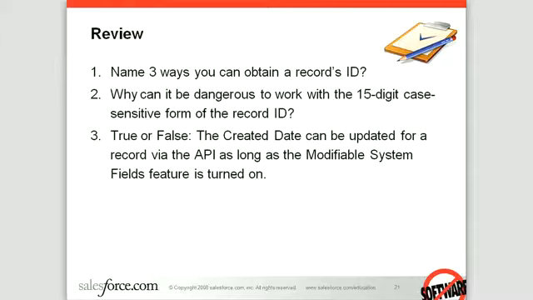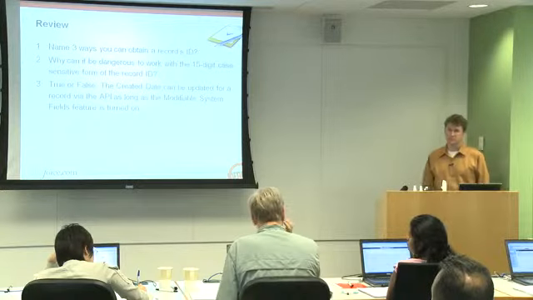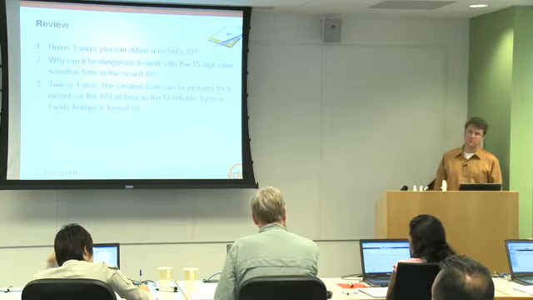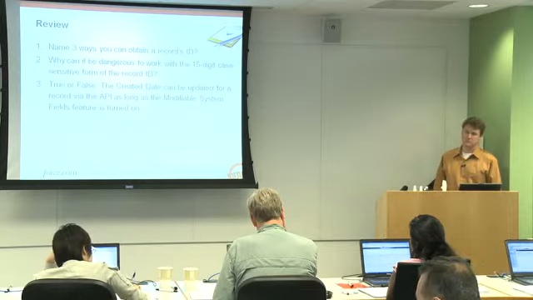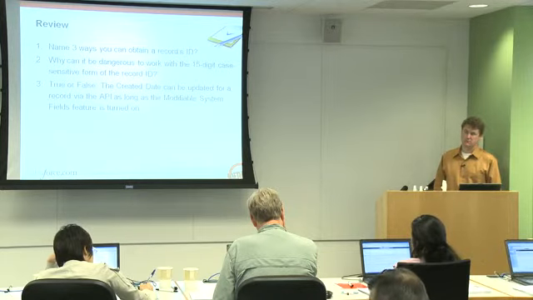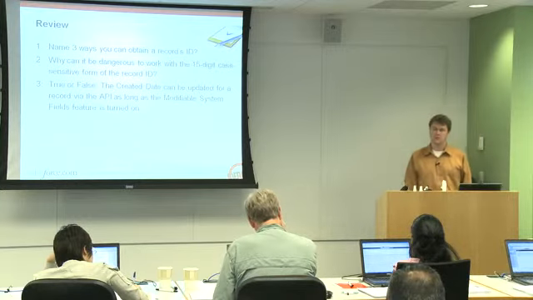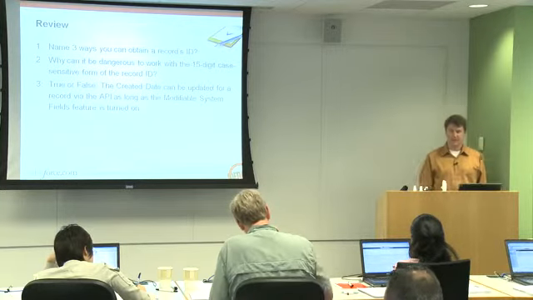Why can it be dangerous to work with a 15-digit case-sensitive form of the record ID? What is the possible issue that we'd run into, Mauricio? That the legacy system could perform an upcase on a letter sequence, and then when it returns, it wouldn't match the original. Exactly. Some sort of mangling of the case based on the database that we're storing our data in would cause a problem.